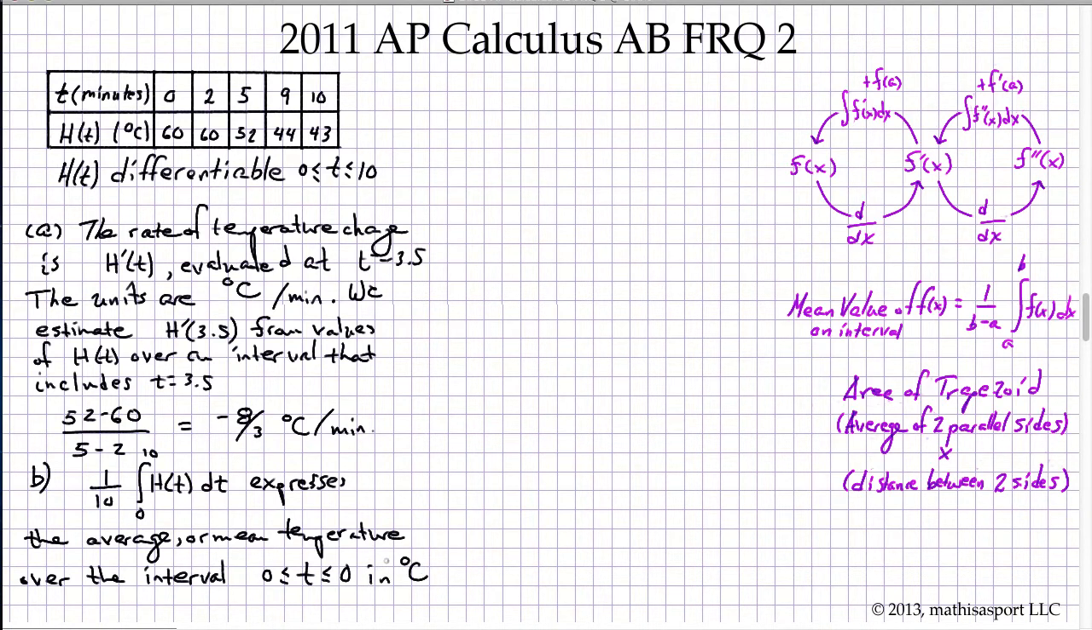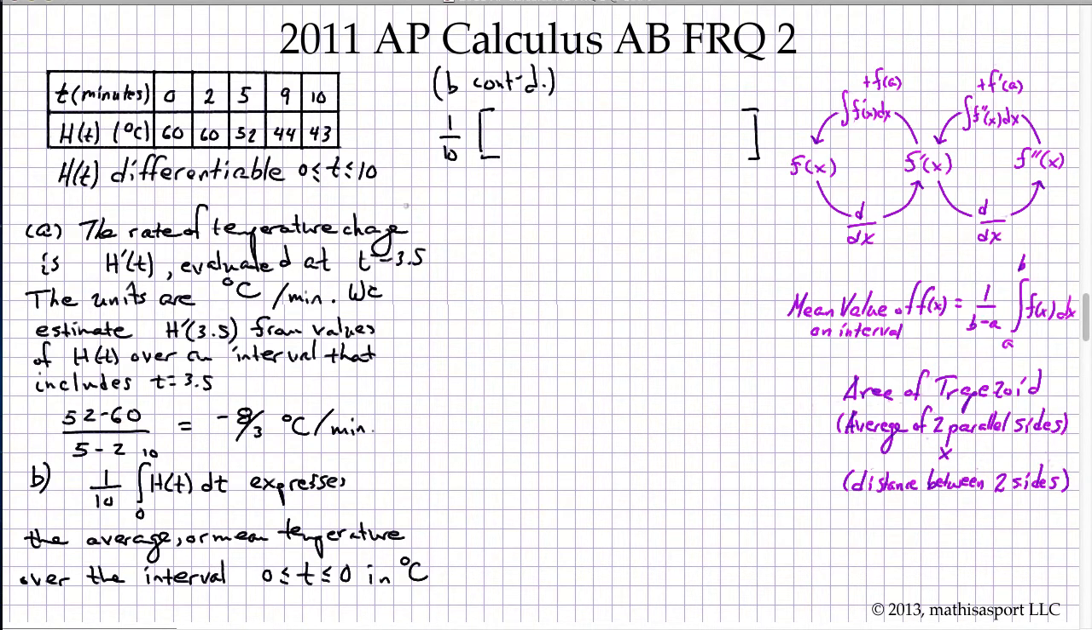We need to go on to actually calculate that. So we'll need the area of a trapezoid. The area of a trapezoid is the average of the two parallel sides times the distance between the two sides. And because we have a calculator available to us in this question, I'm just going to write out how I would calculate it and then show you the result.